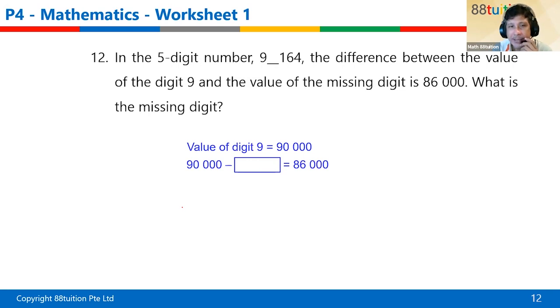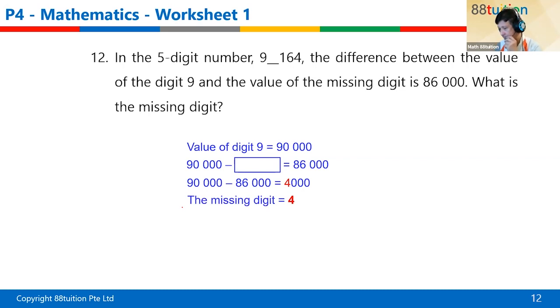So to get the answer in that box, we have to take 90,000 minus 86,000. That will get us 4,000. So 4,000 is the value actually. But do they ask for the value? No, they want the digit. So the digit that gives you that value of 4,000, the digit is already in the thousands place. That missing digit is 4.